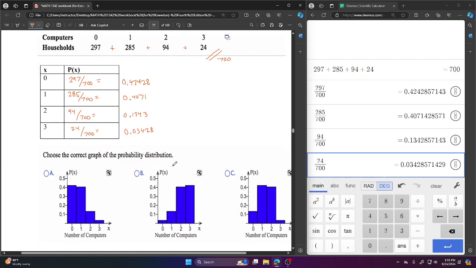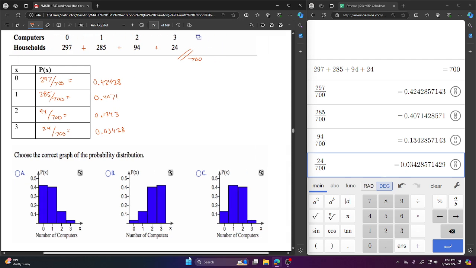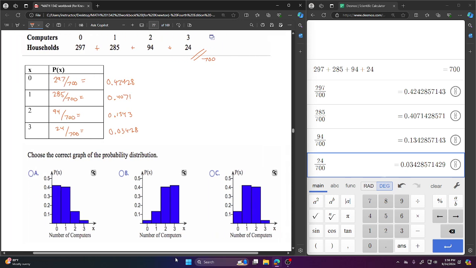They want to graph it. So is it just A, B, or C? Yeah, A, B, or C. Which one makes the most sense? Which one is closely A? Yeah, A, because it's a whole bunch and then a little bit and then a lot less. Because these are really close to one another, aren't they? 42 and 40. That's all. Just multiple choice.